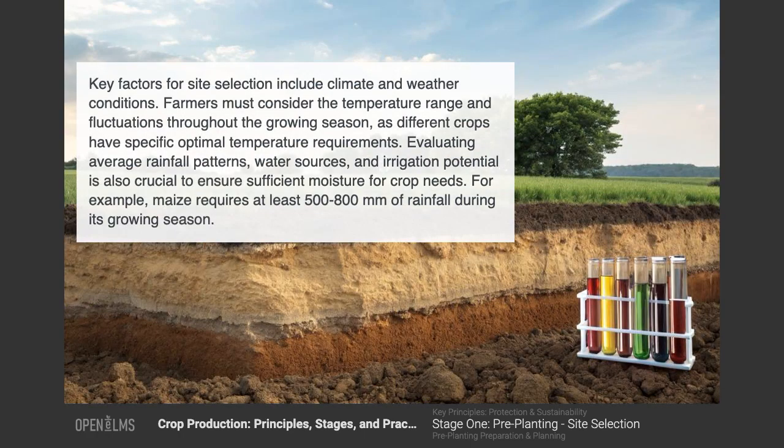Key factors for site selection include climate and weather conditions. Farmers must consider the temperature range and fluctuations throughout the growing season, as different crops have specific optimal temperature requirements. Evaluating average rainfall patterns, water sources, and irrigation potential is also crucial to ensure sufficient moisture for crop needs. For example, maize requires at least 500 to 800 millimeters of rainfall during its growing season.